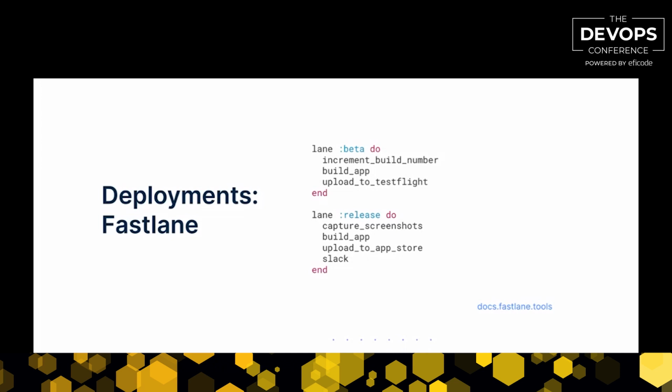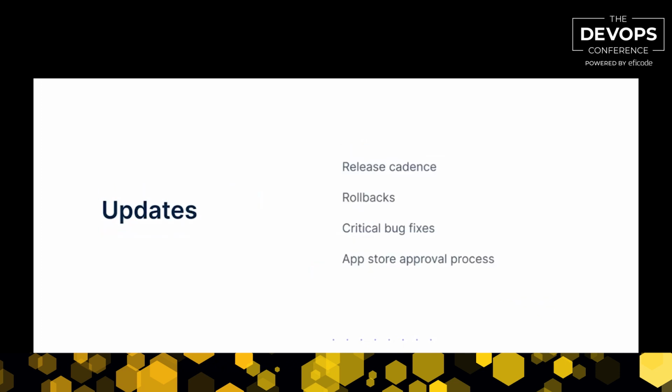For the release step, we have capturing screenshots, building your app, uploading to App Store, and there's even a Slack notification option, for example, to notify when that has been completed. So using a tool like Fastlane can make it much easier for credential management and also writing out your steps in order to do your builds and your uploads. And then we'll talk about updates.